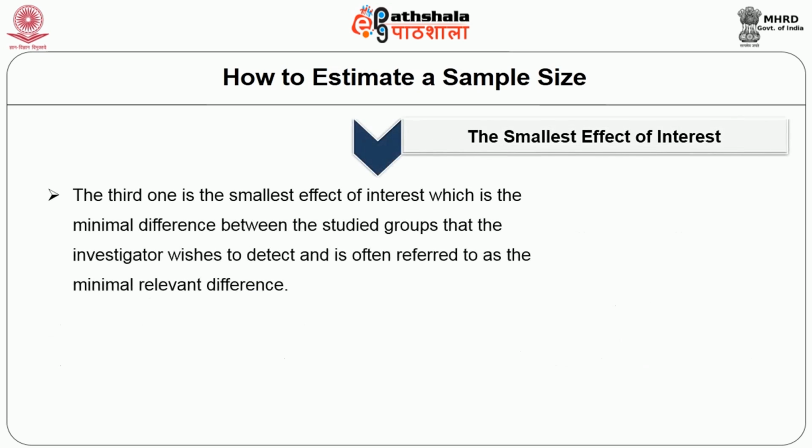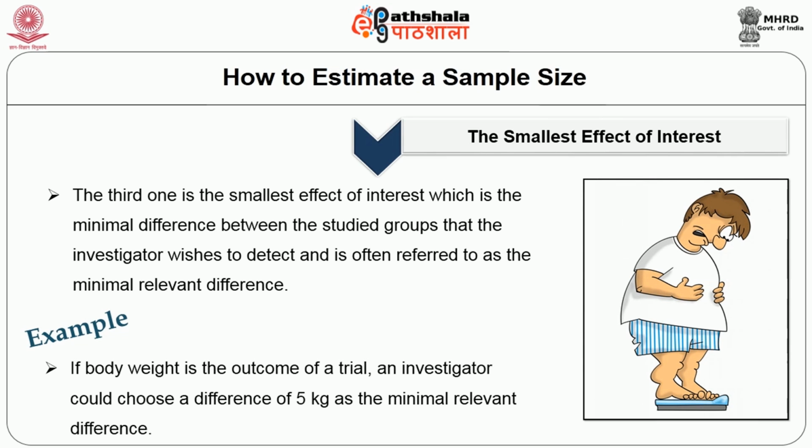The third one is the smallest effect of interest, which is the minimal difference between the studied groups that the investigator wishes to detect and is often referred to as the minimal relevant difference. For example, if body weight is the outcome of a trial, an investigator could choose a difference of 5 kg as the minimal relevant difference.